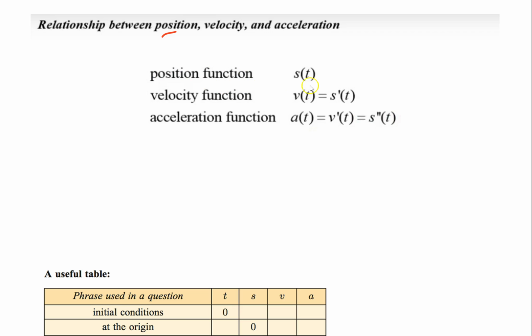So the position function is the original one, and the velocity function is the first derivative. Like everything else, you have to understand what velocity tells you. Looking at a sign chart for the position function, if you get a positive, that means you're right of the origin. If you get a negative, you're left of the origin. Position is where you're at.